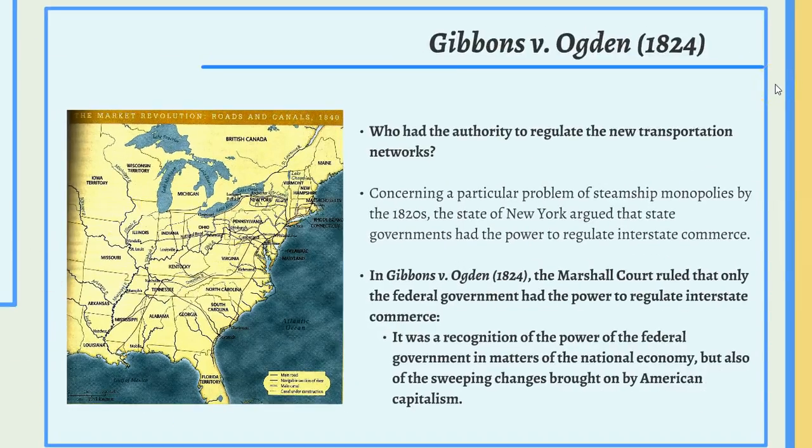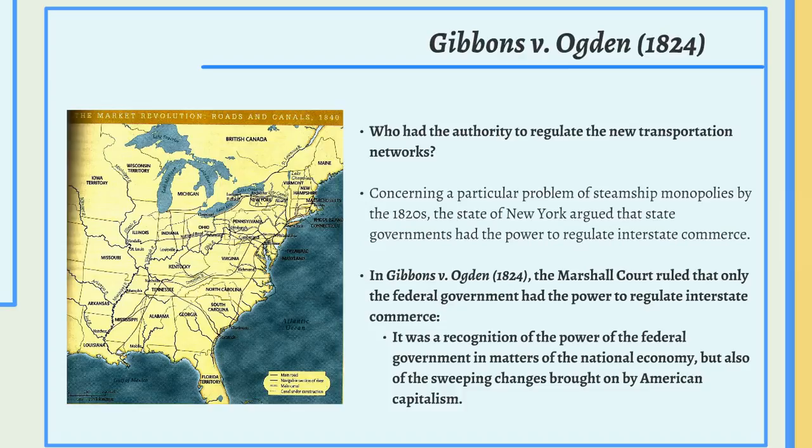This question of the Supremacy Clause does come up once again, this time in 1824 in the case of Gibbons versus Ogden. In this particular case, the broader question was, who actually has the authority to regulate all these new transportation and economic networks that are starting to develop across the United States? The particular issue in this case was that by the 1820s we had a number of steamship monopolies operating in and around the state of New York. But those steamship monopolies also operated across state lines when they crossed into other states like Connecticut and New Jersey.